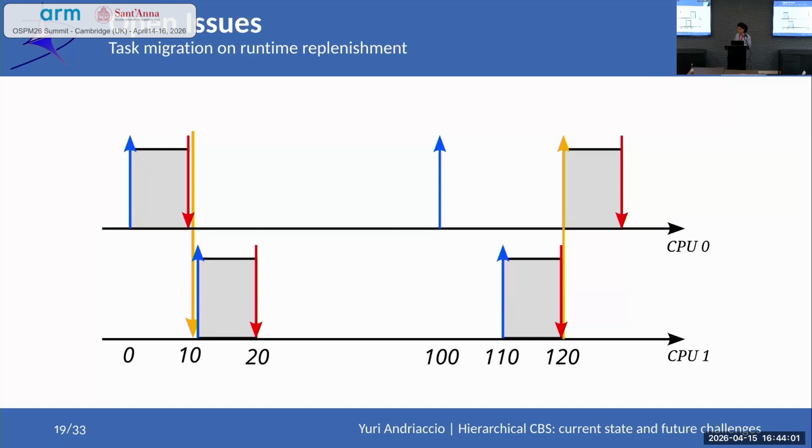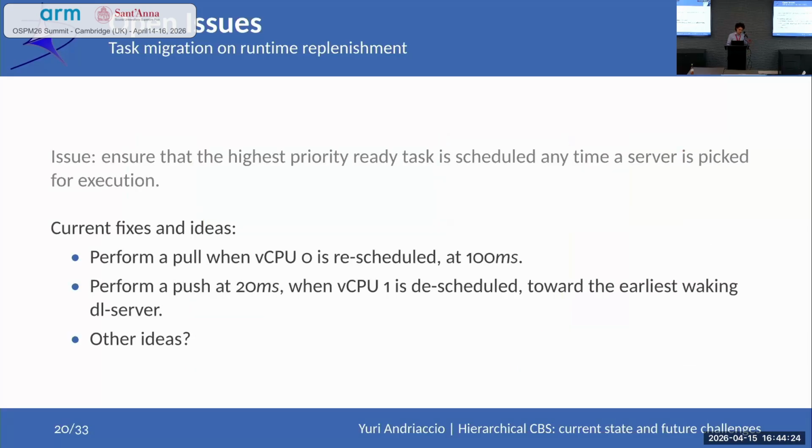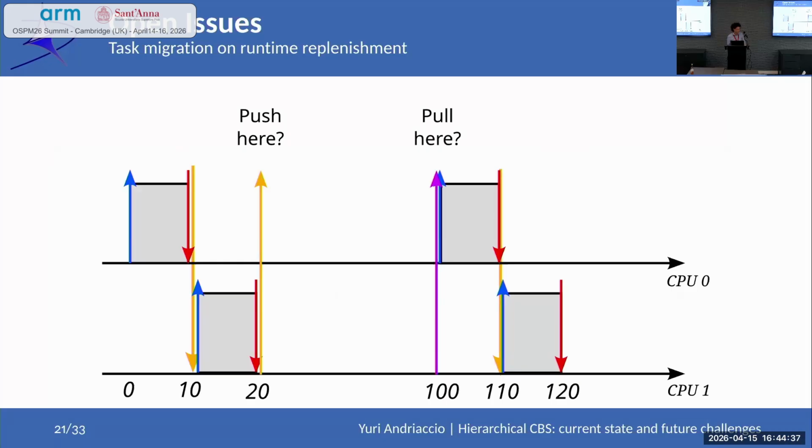And this issue arises because, generally, when you work on a scheduler, you think that you always have all the CPU available for yourself. But instead here, you should get some sort of notification at time 100 that you have been given some bandwidth. Can you try to pull? Yes, exactly. I have two ideas. You can either try to pull when it's rescheduled, or you try to push to the earliest waking deadline server.